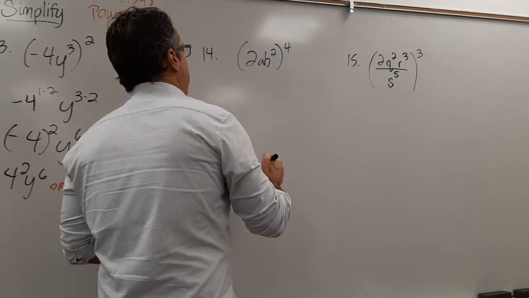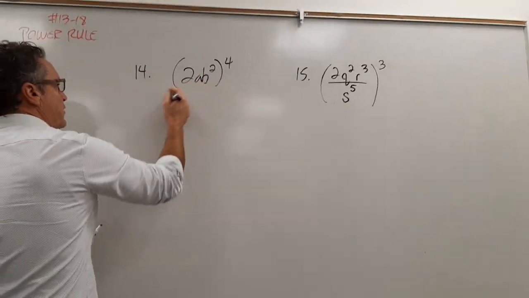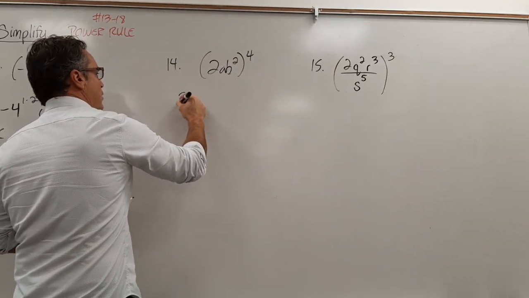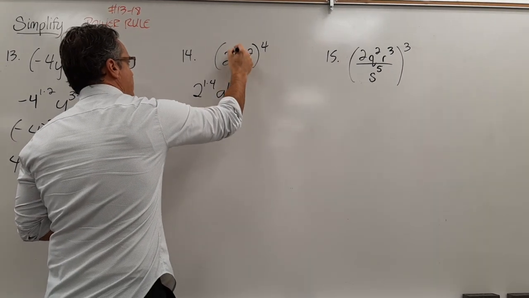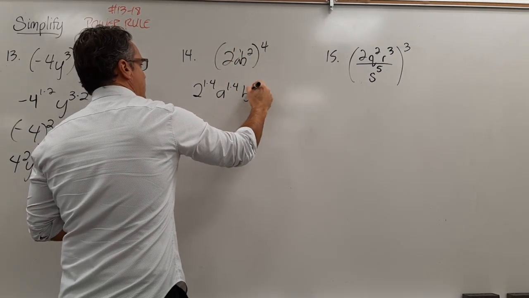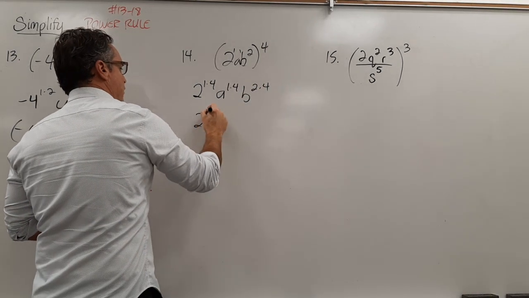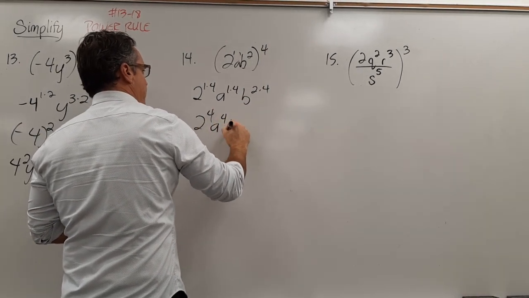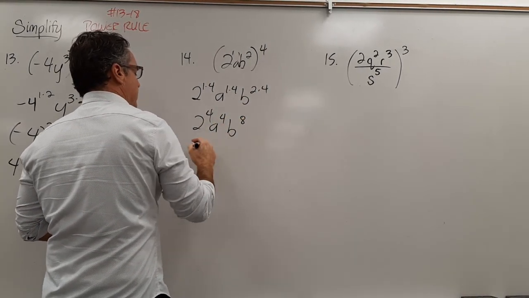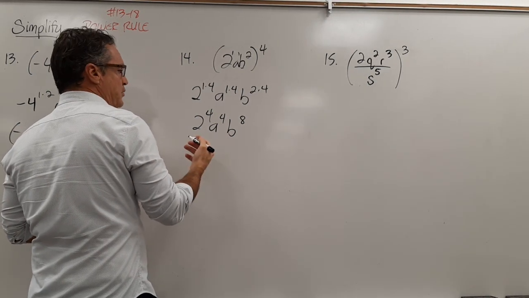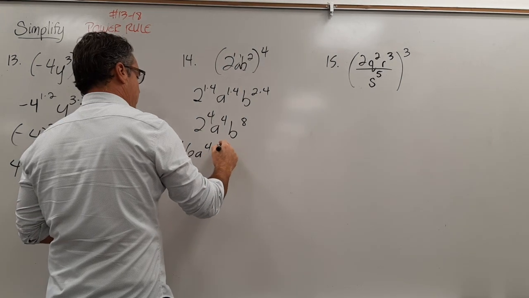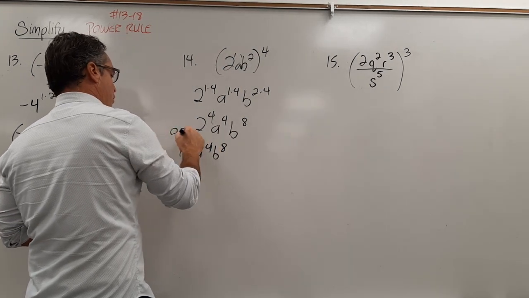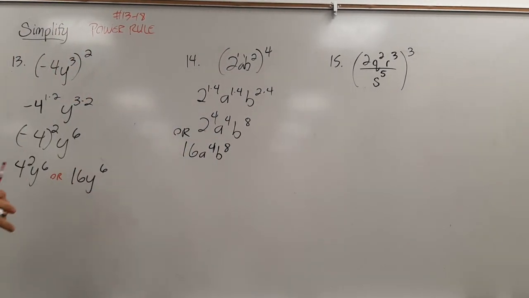Here we have, again, everything in the parentheses receiving the power. This is the power rule. 2 to the 1 times 4, a to the 1 times 4, silent ones on both those, and b to the 2 times 4. This makes 2 to the 4th, a to the 4th, and b to the 8th. 2 to the 4th is 2 times 2 is 4 times 2 is 8 times 2 is 16, a to the 4th, b to the 8th. It could be either or in a test situation.